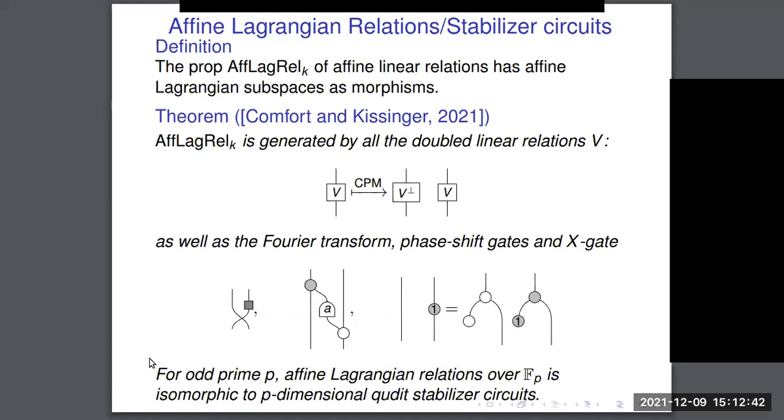So in a way, by doubling phase-free ZX diagrams, you can then get the full stabilizer fragment.